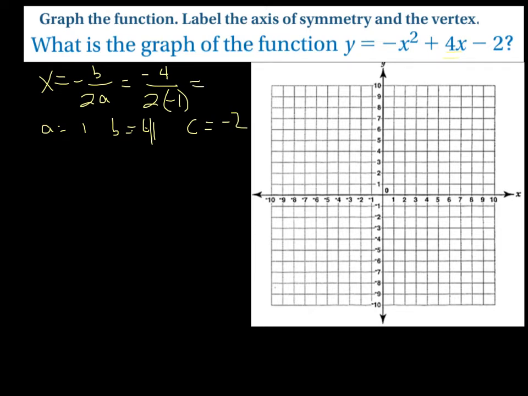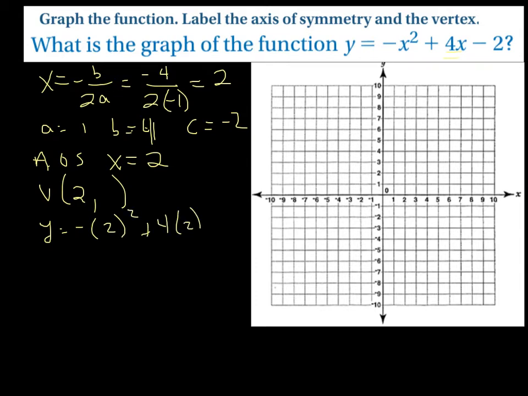So this gives us negative 4 over negative 2, which is positive 2, which means our axis of symmetry is the line x equals 2. So to find our vertex, we know that the x is going to be 2, and then we will replace all of the x's with 2 and figure out what the y-coordinate is.